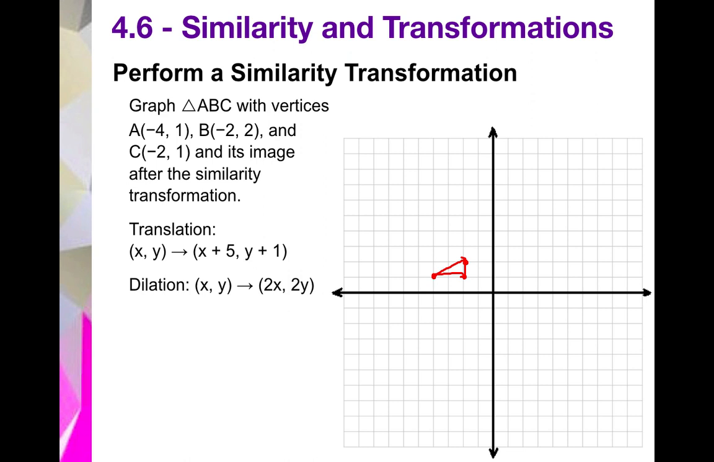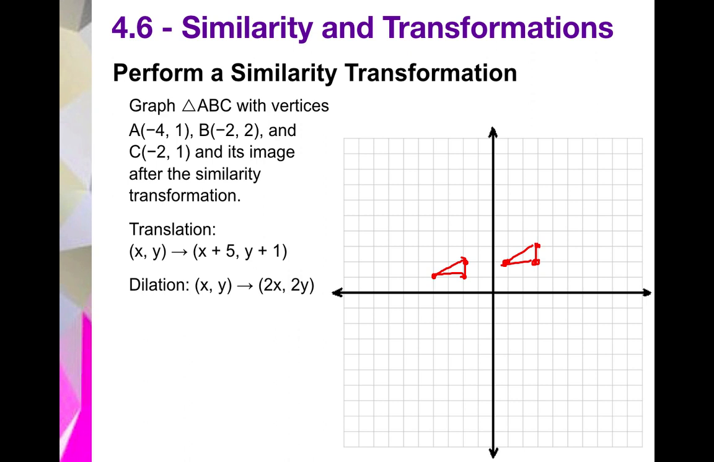So if we map these through a translation, we're going to add 5 and 1 to each one of them. There's one. There's the other one. So this is a translation.